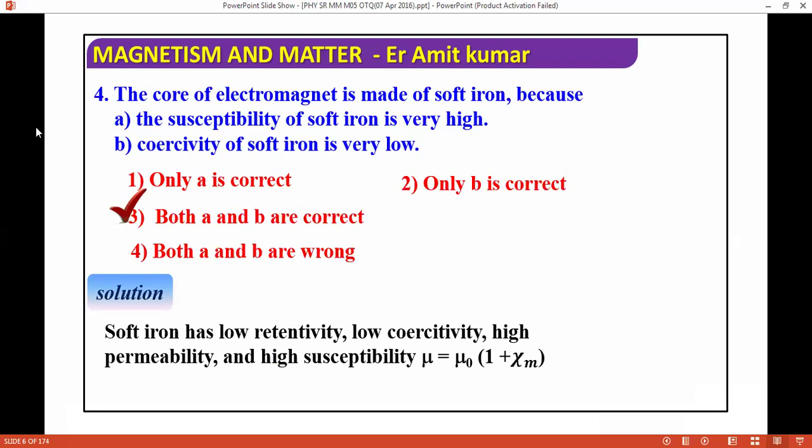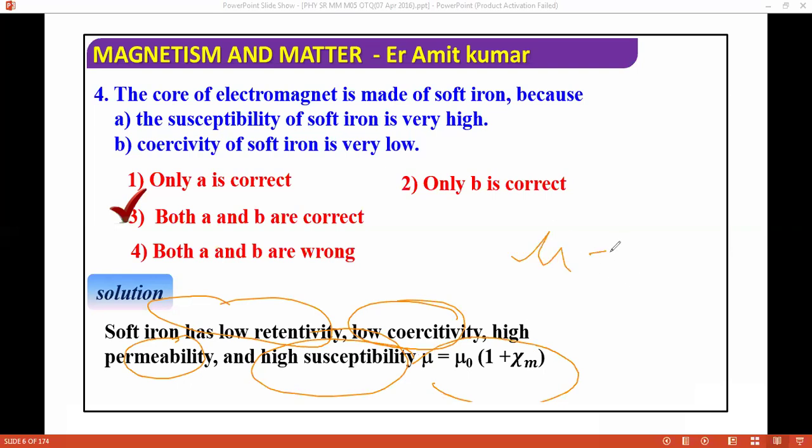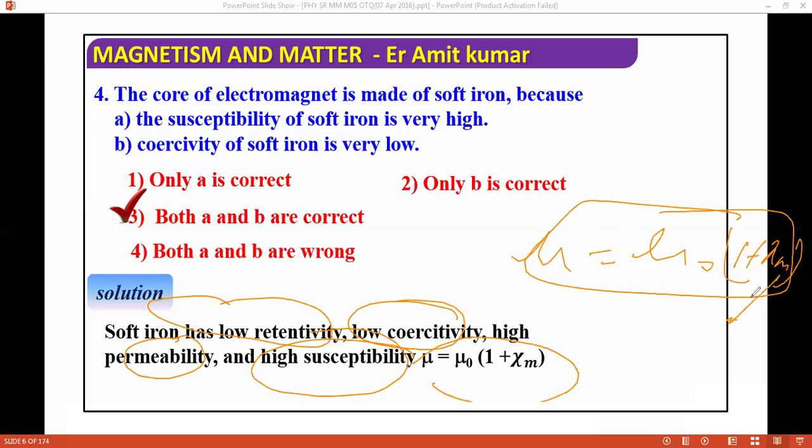Why? Because soft iron has low retentivity, low porosity, high permeability, and high susceptibility. So mu equals mu naught times (1 plus chi). All of you should know this formula. Your class teacher already taught all this concept. If you don't know it, add it in your notes: mu equals mu naught (1 plus chi of m), where chi of m is the susceptibility. Take care of this concept in your brain, and you can definitely do these questions.